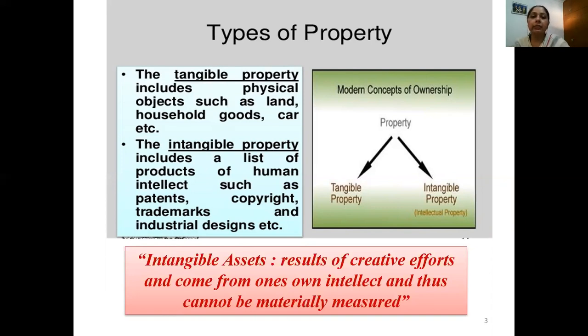Intangible property does not have a physical form. You can't see it, you cannot feel it. It's not like a car or a good that has some dimensions. It is property which comes from human intellect, such as patents, copyright, designs. Intellectual property is a kind of intangible property, and it is a result of creative efforts and comes from one's own intellect, and thus cannot be materially measured as a tangible property, right?